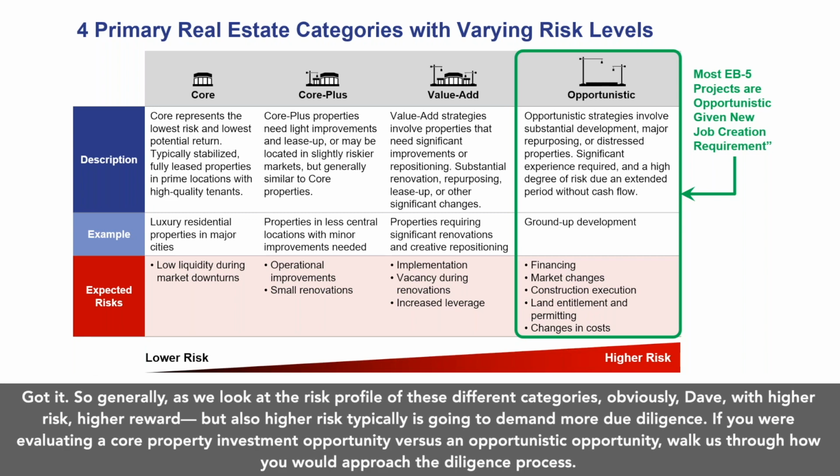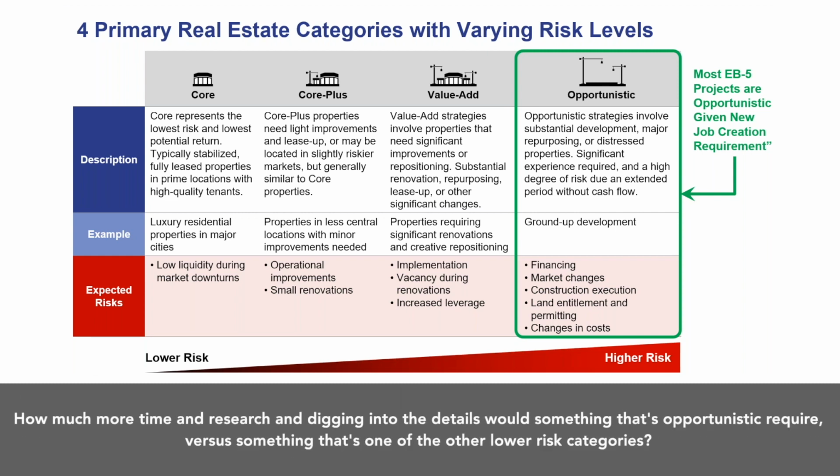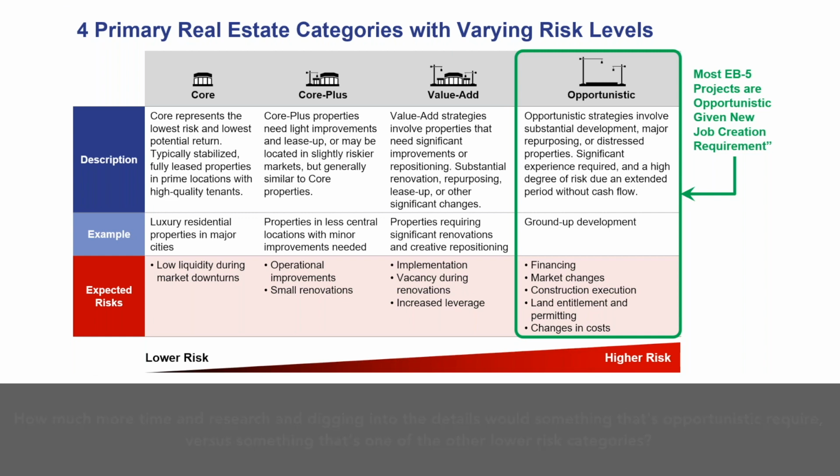Got it. And so generally, as we look at the risk profile of these different categories, obviously, Dave, with higher risk comes higher reward, but also higher risk is typically going to demand more due diligence, right? If you're evaluating a core property investment opportunity versus an opportunistic one, walk us through how you would approach the diligence process. How much more time, research, and really digging into the details would something opportunistic require versus one of the other, lower risk categories?